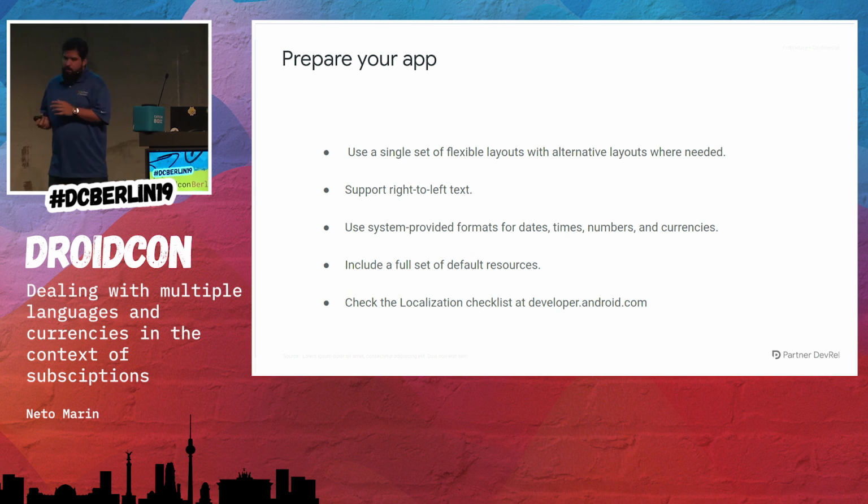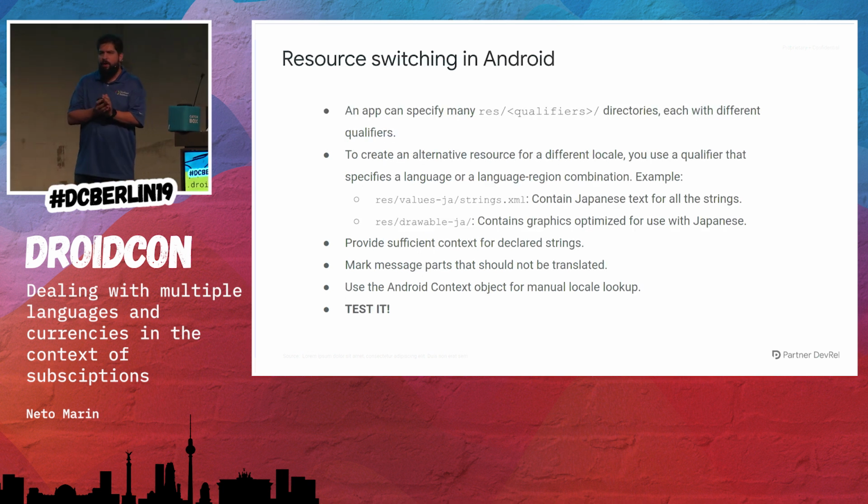So maybe this is kind of obvious if you are an experienced Android developer, but it's always good to remember that you can use the qualifiers all the time. So remember this in Android, I think one of the most powerful flexibilities on the platform. So in this case, for example, you have the values-ja for strings, so you can have Japanese text for all the strings, but you can also use drawable.